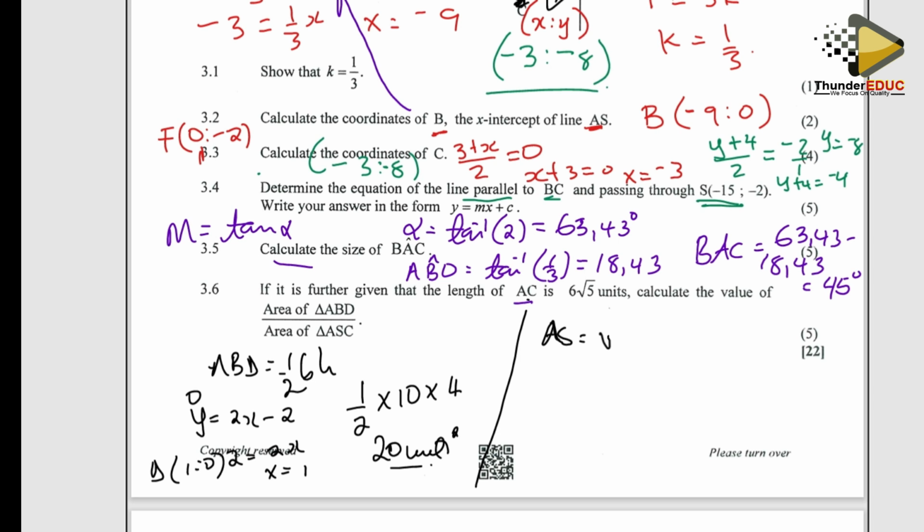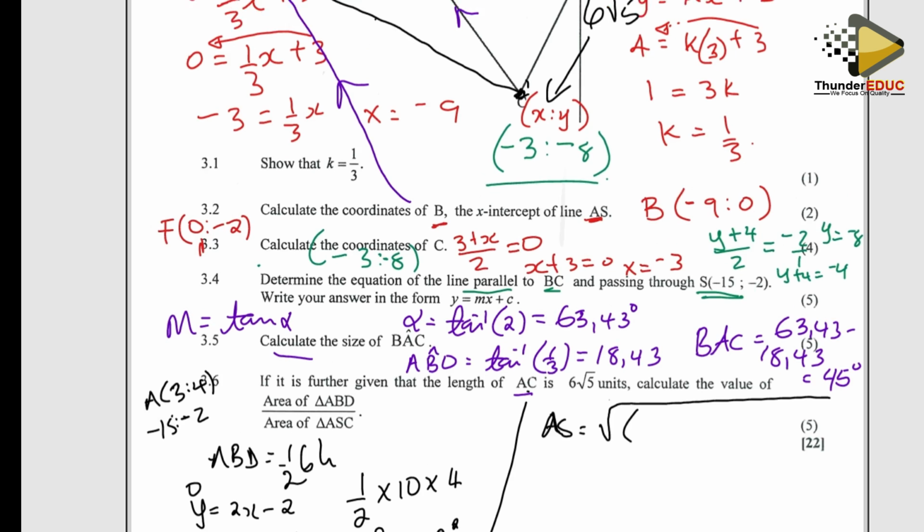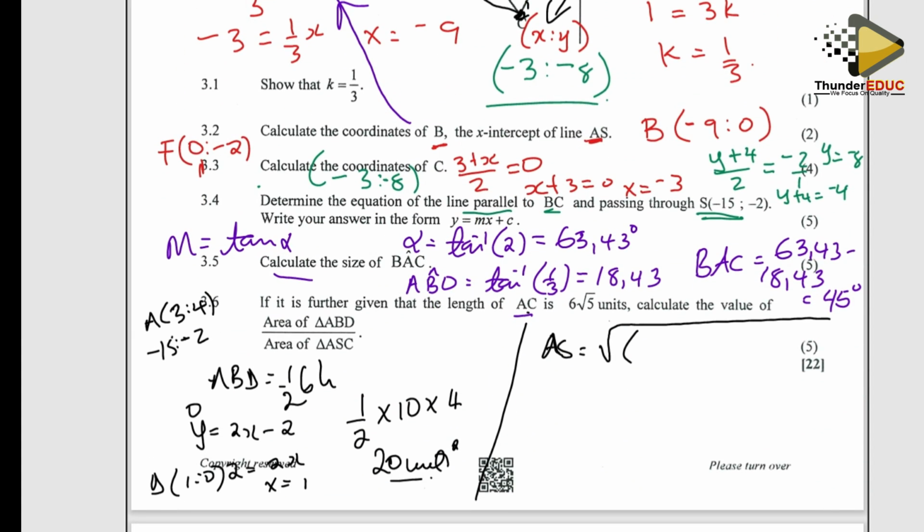AS is going to be the square root. Okay, we had a negative 15 and negative 2. Our A was a 3 and 4. Is that correct? Perfect. So if I use the x's, that's going to be 3 minus 15 squared plus 4 minus 2 squared. So that's going to be 18 squared plus 6 squared and the square root. Okay, we're saying 18 squared plus 6 squared, which gives me 6√10.